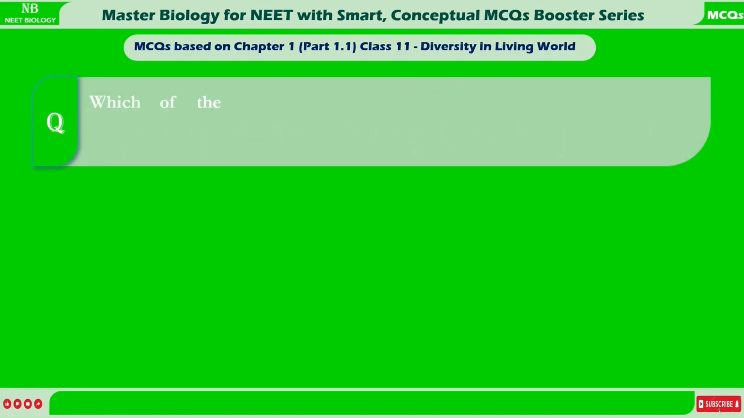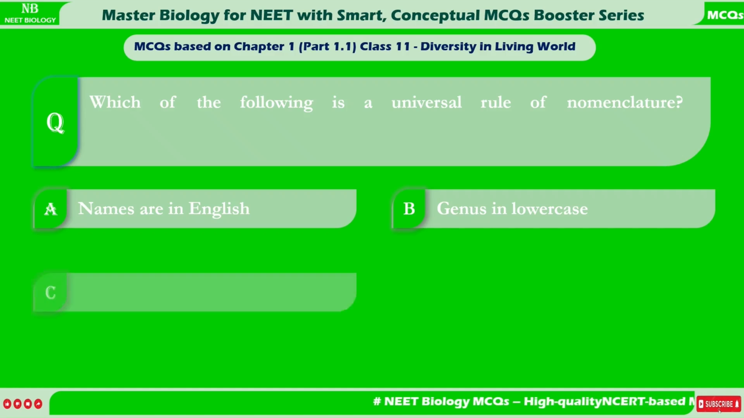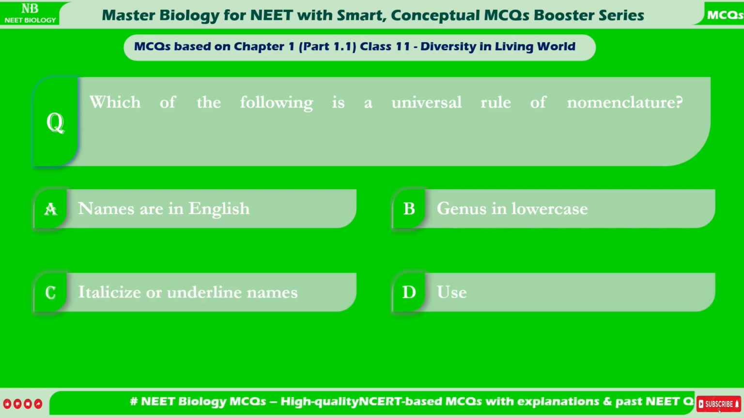Which of the following is a universal rule of nomenclature? A. Names are in English. B. Genus in lowercase. C. Italics or underline names. D. Use three-part names.